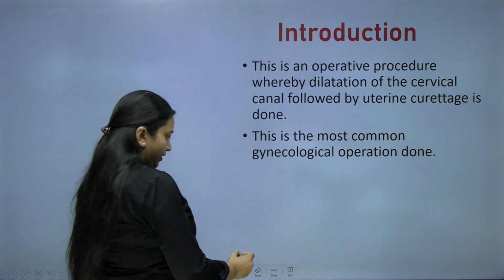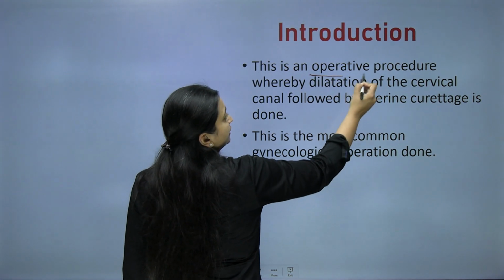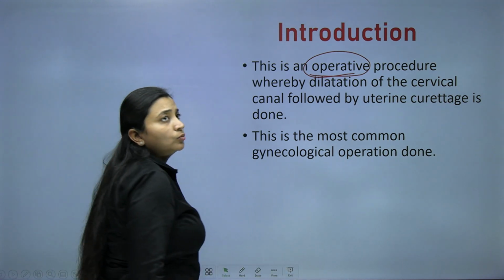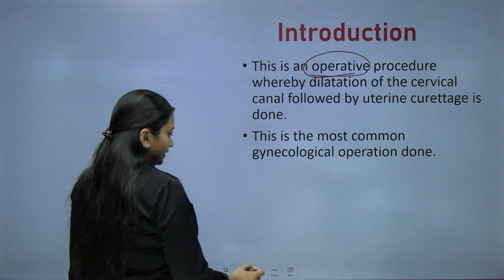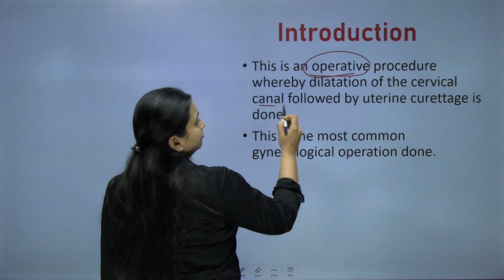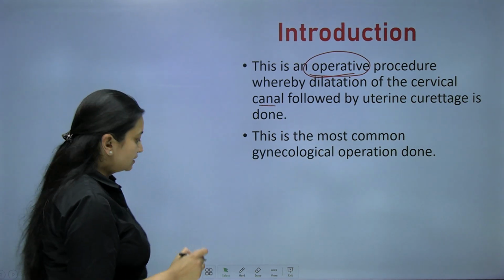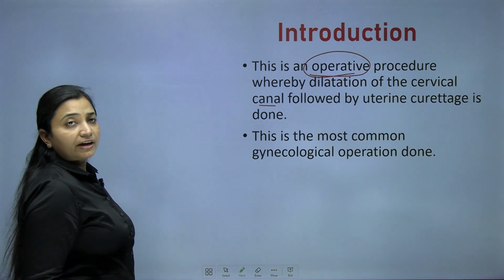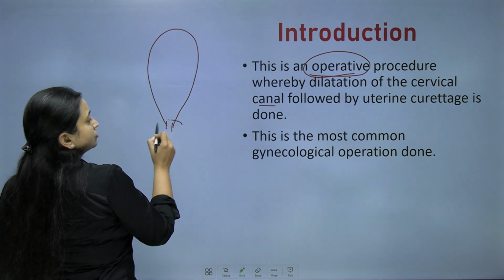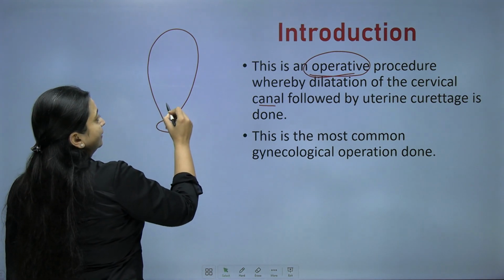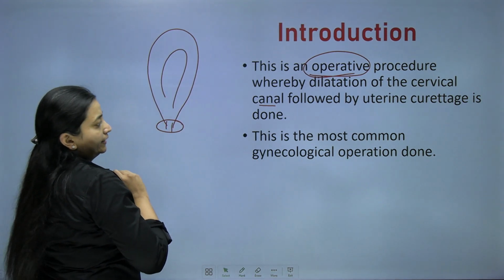So this is an operative procedure, important. We don't generally do it on an OPD basis. It is an operative procedure whereby dilatation of the cervical canal followed by uterine curettage is done. This is important from your viva point of view: this is the uterus and this is the cervical canal. So this is dilated and this is evacuated or curetted out.